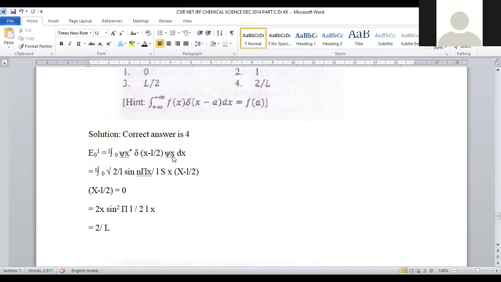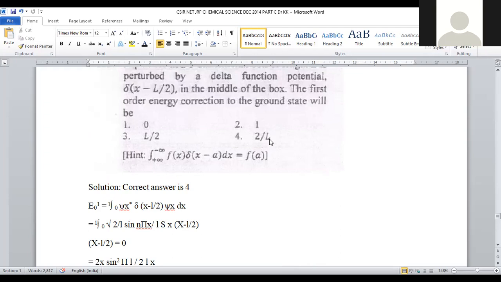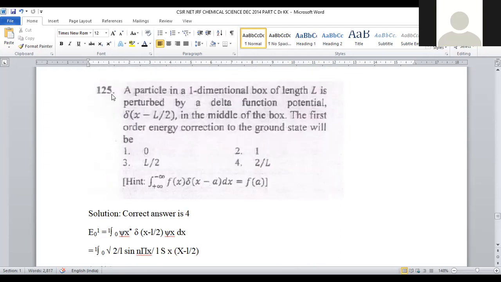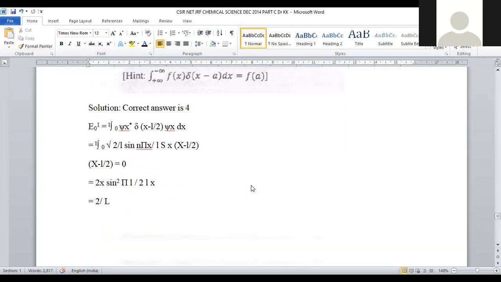So when we derive this, it will be extended as the integration from 0 to L of root 2 by L sine n pi x by L, times delta of x minus 1 by 2. The x minus 1 by 2 value is 0. When x minus 1 by 2 value is 0, the delta term contributes only at that point. Only the requirement is 2 by L times sine square of pi x by L, evaluated at L by 2. So if we cancel all the common terms, the final answer is 2 by L, provided in option number 4. For question number 125, option number 4 is the correct answer.